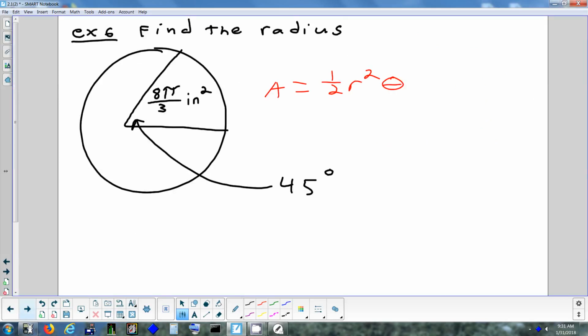Okay, before I just start plugging stuff in, is there anything that I might want to deal with, get it out of the way first? Yeah. Convert 45 into radians. Yep. And can anyone tell me what 45 degrees would be in radians?